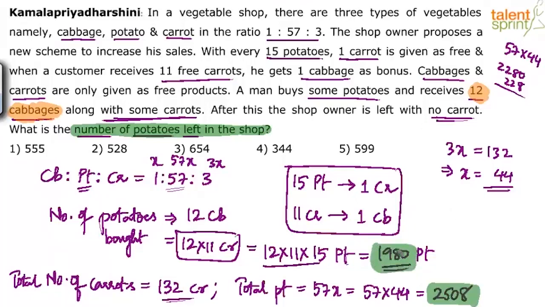Take the difference of these two. You're able to follow? Now take the difference of these two. What do we get? The number of potatoes left in the shop will be equal to 2508 minus 1980. So 2500 minus 1980 will be how much? 528. 528 is the answer. 528 is which option? Option 2. And I'm sure all of you have done this to get the answer.